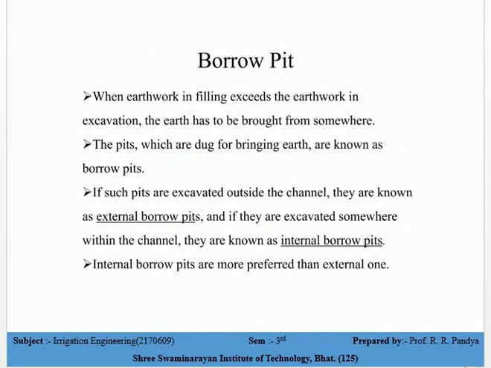The borrow pits are usually located at a distance of 4D to 6D away from the outer toe of the bank, where D is the full supply depth. In the case of main canals and big branches, a minimum clearance distance of 10 meters is usually left from the outer toe of the bank. So we have to keep a distance of about 10 meters between the outer bank and this borrow pit. Borrow pits located inside the channel are more preferred than those outside the channel.